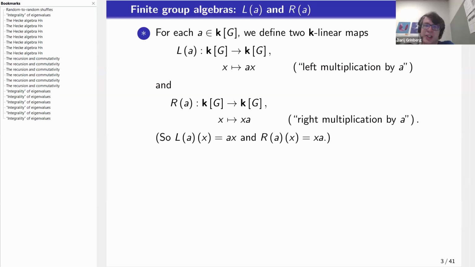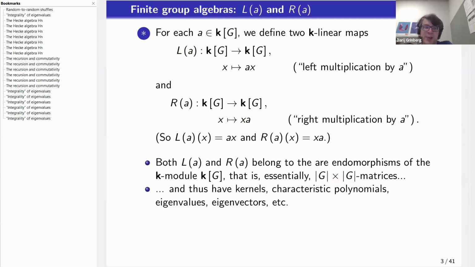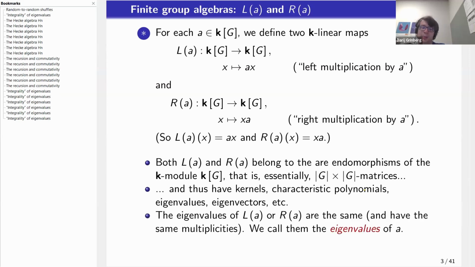So for us, it's important that every element of the group algebra, let's say A, gives rise to two linear maps from the group algebra to itself, called L(A) and R(A). L(A) left multiplies the input by A, and R(A) right multiplies it by A. So they're linear maps. And using the basis of the group algebra, you can just encode them as matrices of size |G| by |G|, basically. Big matrices, but matrices nevertheless. So they have all the nice structures that matrices have from linear algebra. They have kernels, characteristic polynomials, eigenvalues, eigenvectors, and so on.